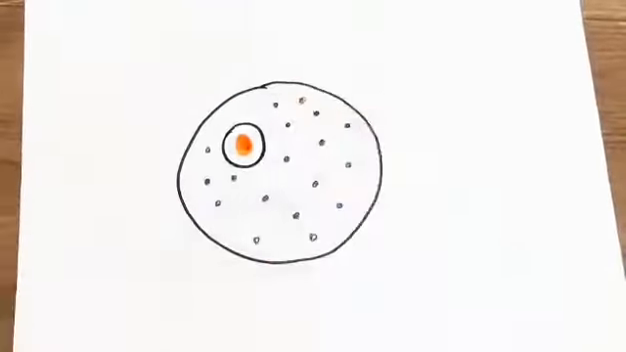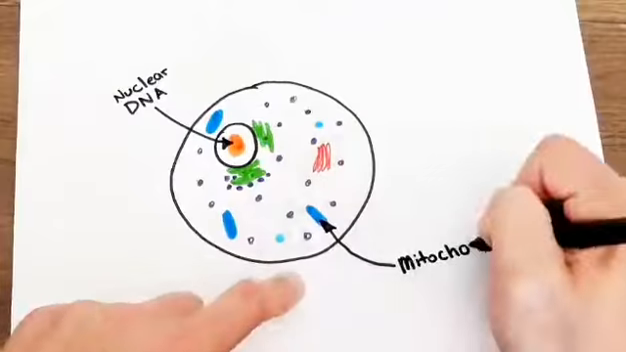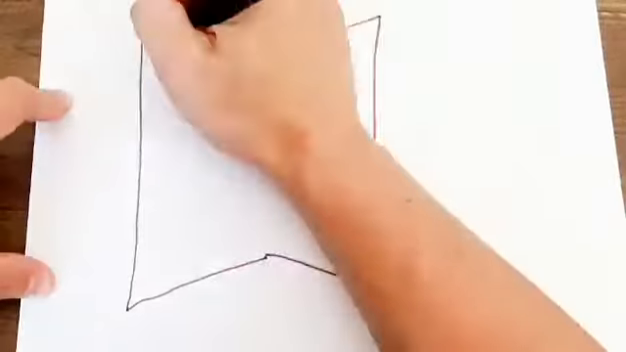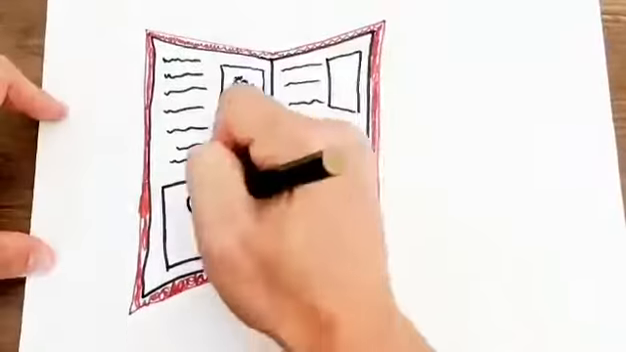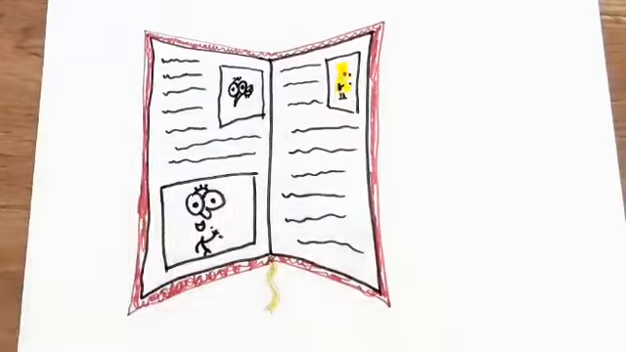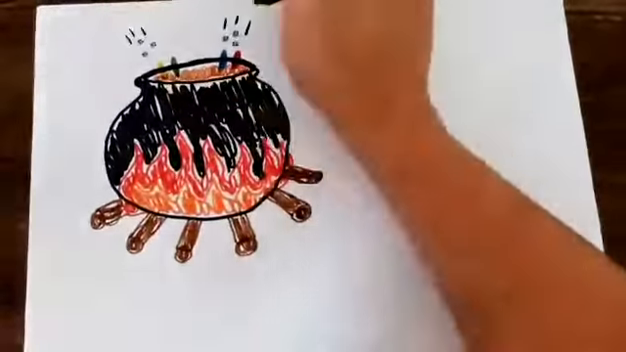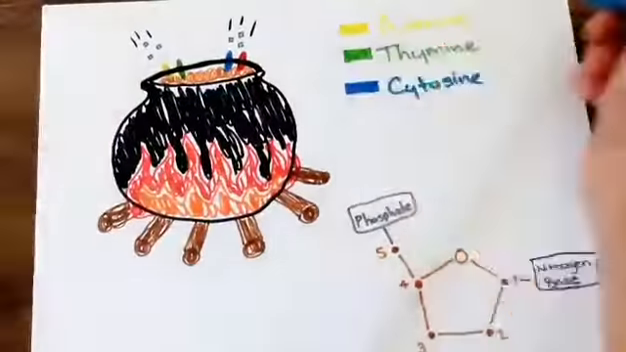It is found in both the nuclei and the mitochondria of each cell and referred to as nuclear and mitochondrial DNA, respectively. It is essentially a recipe book with the instructions for making all the proteins in our bodies. The recipes are stored in blocks called nucleotides, which are made up of a ribose molecule, a phosphate molecule, and one of 4 nitrogen bases: adenine, thymine, guanine, or cytosine.